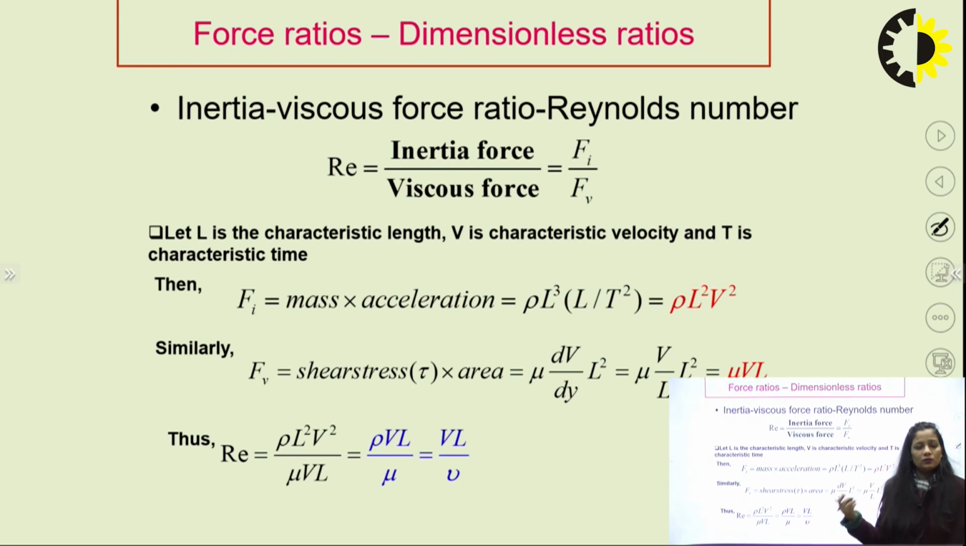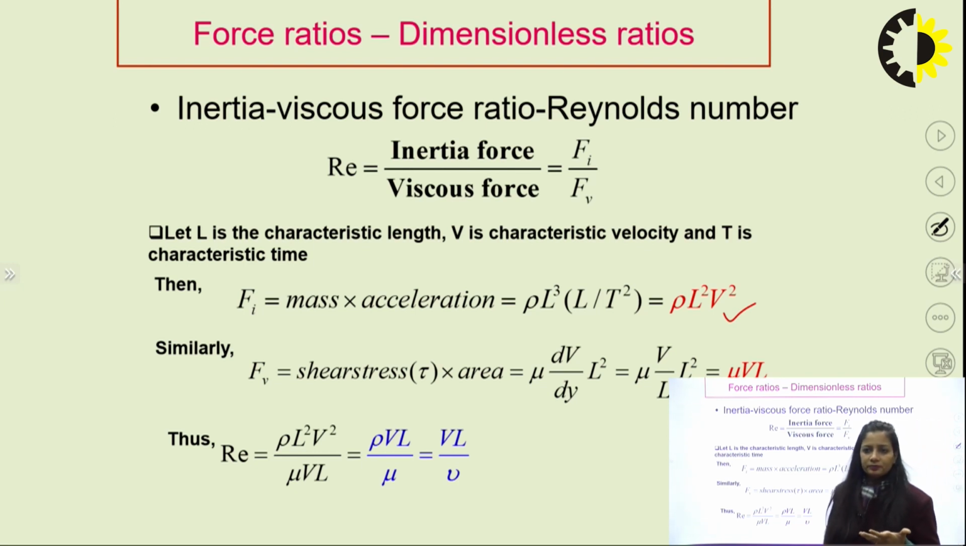And what? So the Reynolds number will be what? Reynolds number is what? Inertia force by viscous force. We know what is inertia force. Now we need to formulate what is viscous force. See here, we know what is Fi, rho L square V square. Now what is this viscous force?